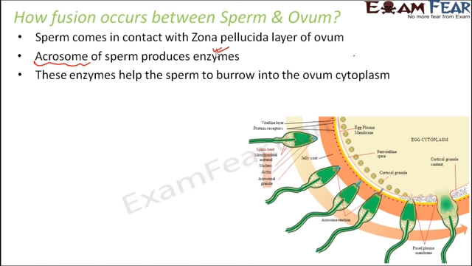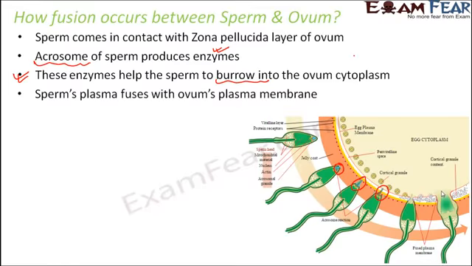Now the enzymes in the acrosome help the sperm to burrow into the ovum cytoplasm. Now how can it burrow? That's because the enzymes which are there are all hydrolyzing enzymes. So they are able to hydrolyze the membranes of the ovum, and that is how the sperm is able to burrow in. Here you can see this is the sperm. Initially it came in contact, gradually it kept on increasing. You see, this part is the acrosome, and the acrosome reaction is taking place, and that is why it is able to pierce through the membranes and enter into the cytoplasm.